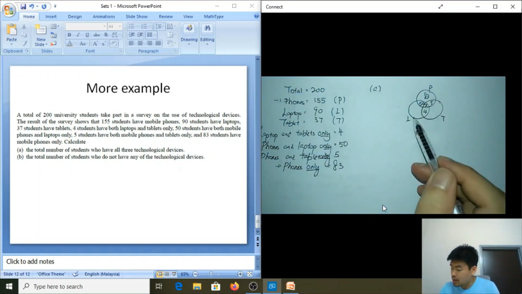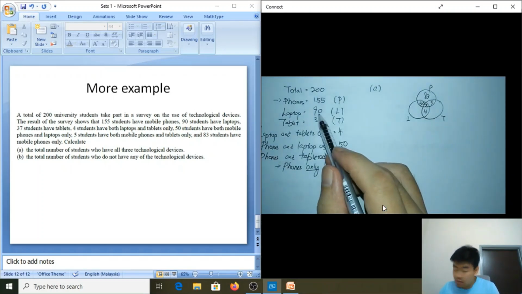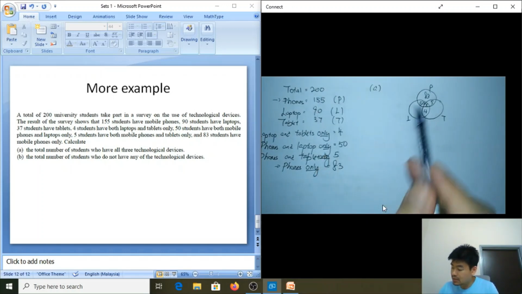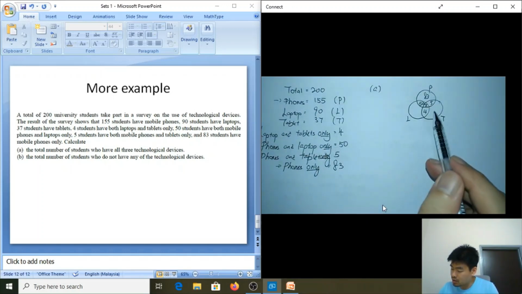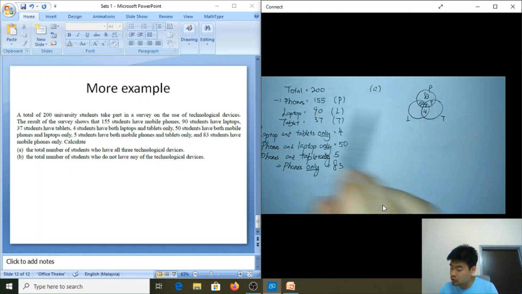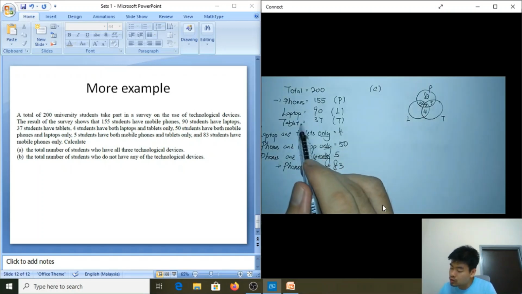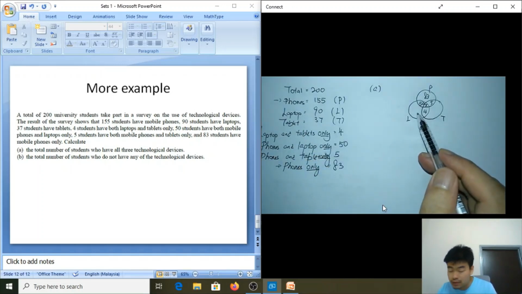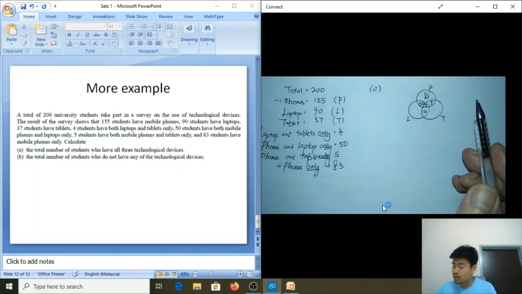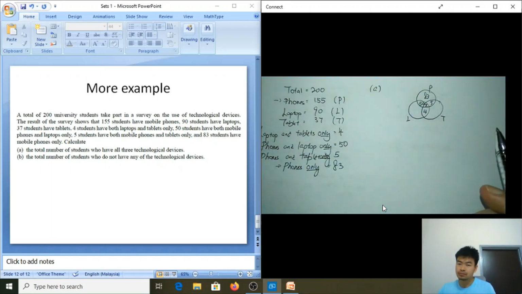How about this? How many students actually own laptops only? It cannot be 90, because among these 90, some of them actually own phones. So you cannot straight away write 90 here because there's no word "only" here. Therefore, you cannot fill in the number of the students for laptop only and tablets only. Okay, that is all the information I have.